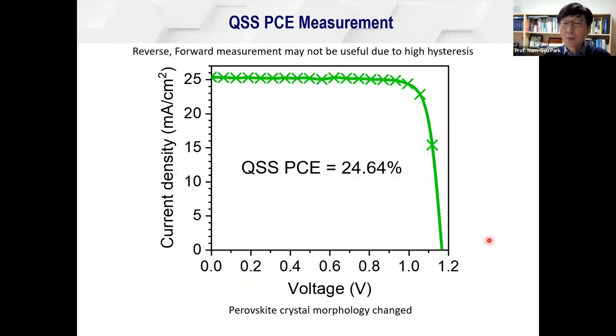And finally, now we use the QSS method, the quasi-steady state power conversion efficiency, that is now used for certification from Newport in USA. And we are not using the reverse and forward scan. Therefore, for instance, the hysteresis index does not give any meaningful data. Therefore, instead of using reverse-forward measurement, we use the quasi-steady state power conversion efficiency measurement, and from this QSS measurement, now we obtained the best efficiency of about 24.64%, which is a little bit lower than 25%, but we are struggling to achieve higher efficiency.